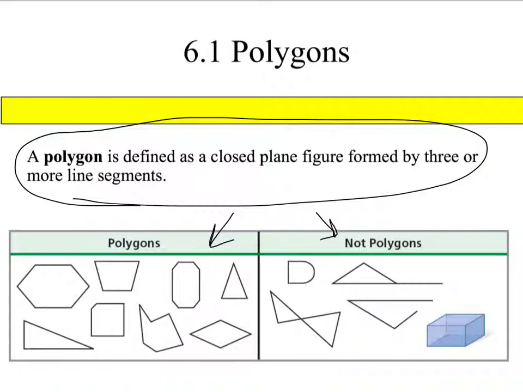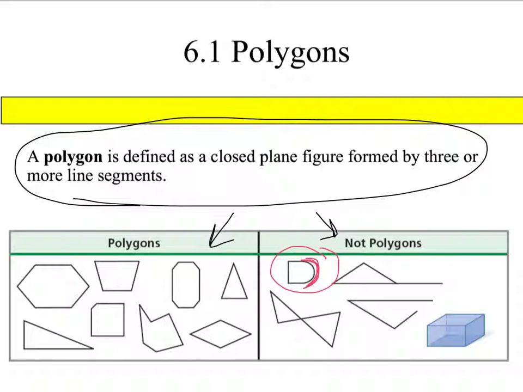All right, now when you look at this, what is a polygon? A polygon is defined as a closed plane figure formed by three or more line segments. So we're going to have three or more line segments, and do notice that all of them are closed and they're not curved. If you look at this shape down in the not polygons, see how this side has that curve appeal to it. It's not a straight line. It's not a line segment. That's a curved line, and that's what makes it not a polygon.